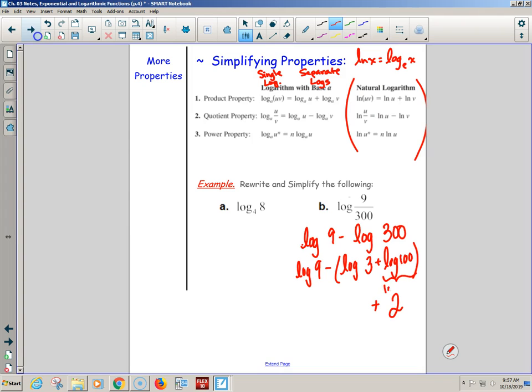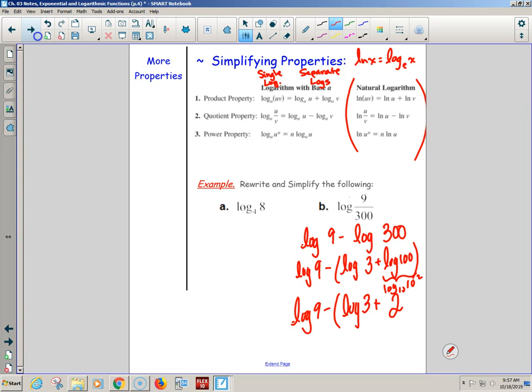So I can say log base 10 of 10 squared. Don't those cancel and I just get the 2 left over? The 2 comes in front and log base 10 of 10 is 1. Oh, but I still have stink. I still have the log of 3 and the log of 9. Well, 3 and 9, is that something that we could probably do something with?